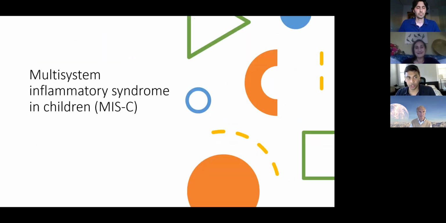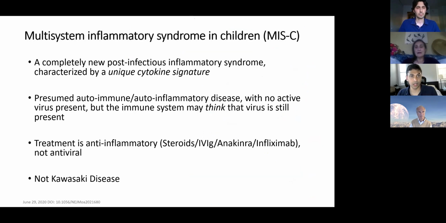Now, there is one thing that we should talk about, which is this multi-system inflammatory syndrome in children, MIS-C. This is a new syndrome that's only been described during this pandemic. It's a post-infectious inflammatory syndrome. So when you get infected, 2 to 6 weeks later, the body has this inflammatory response, even though the virus is actually gone. And we call that autoimmune or autoinflammatory disease.